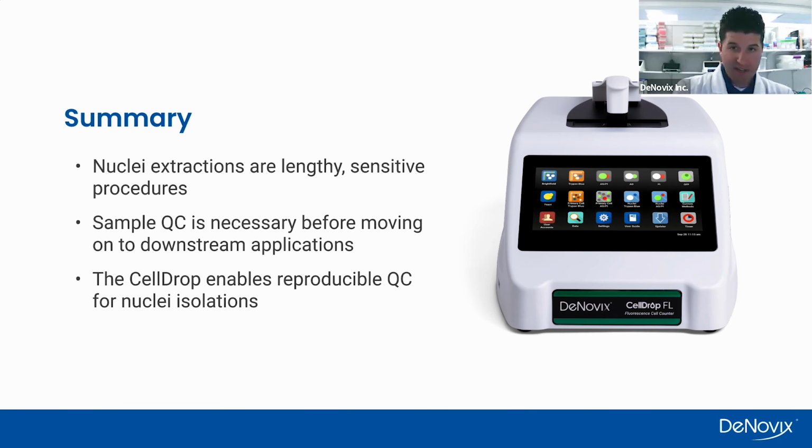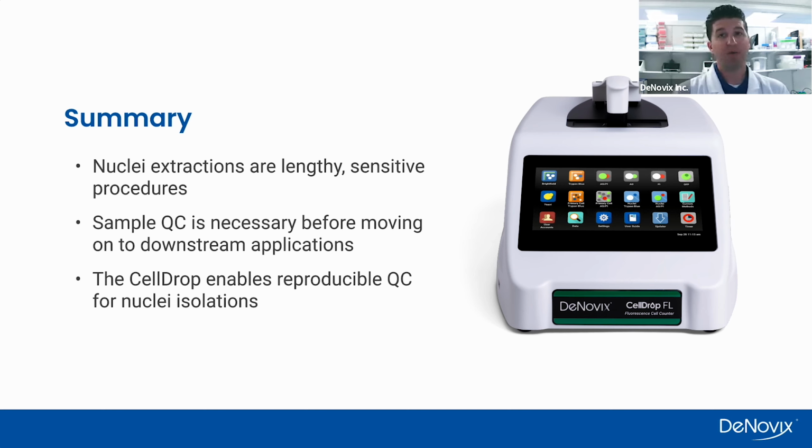So in summary, I'd like to bring our attention back to what the CellDrop offers here. These nuclei extractions are lengthy, sensitive, and expensive procedures. There's a lot of equipment that we've talked about today. There's lots of kits and filters, and there's a lot that goes into these. And that's just to get to the nuclei isolation. That's not even to process those nuclei with RNA-seq or ATAC-seq. Some of those runs are upwards of $5,000 or $10,000. So you want high quality samples before you go off and run one of those experiments.